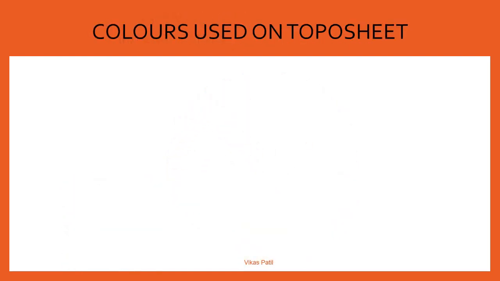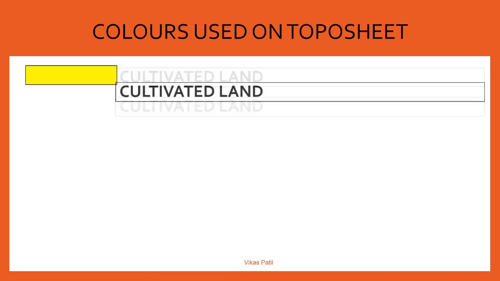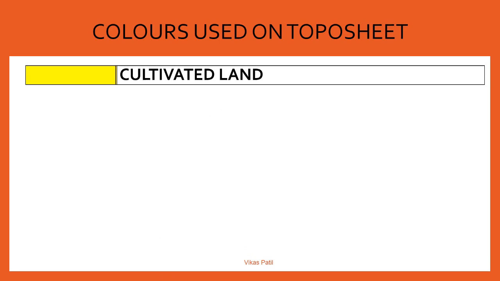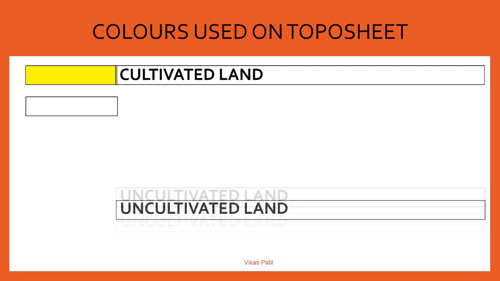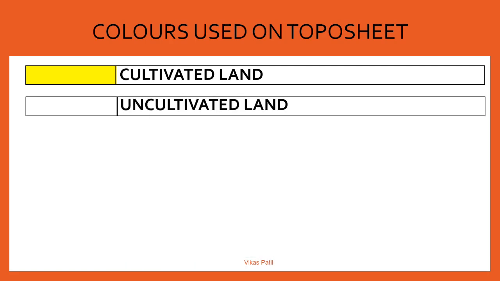Let's understand the color pattern used in our topo sheet. The yellow color is the most prominent color seen on the topo sheet. It represents cultivated land. So wherever you see yellow color, it means that piece of land is used for agriculture, farming. Whereas white color patches represent uncultivated land.